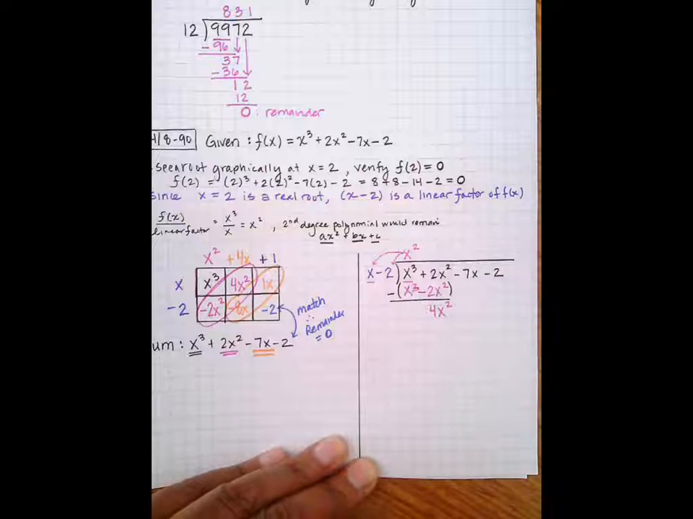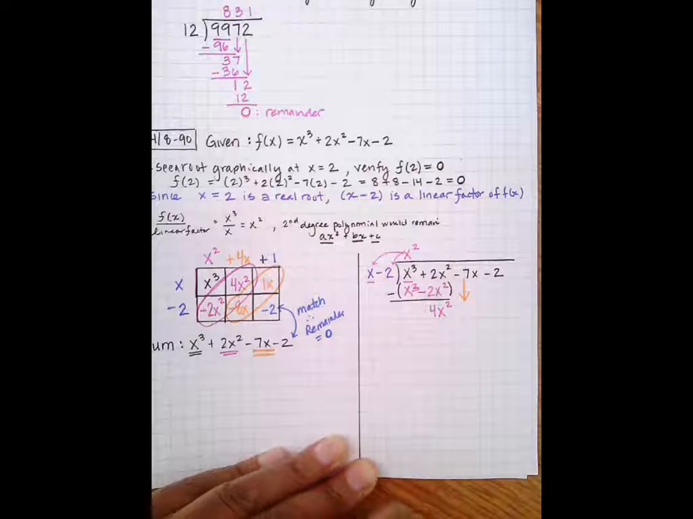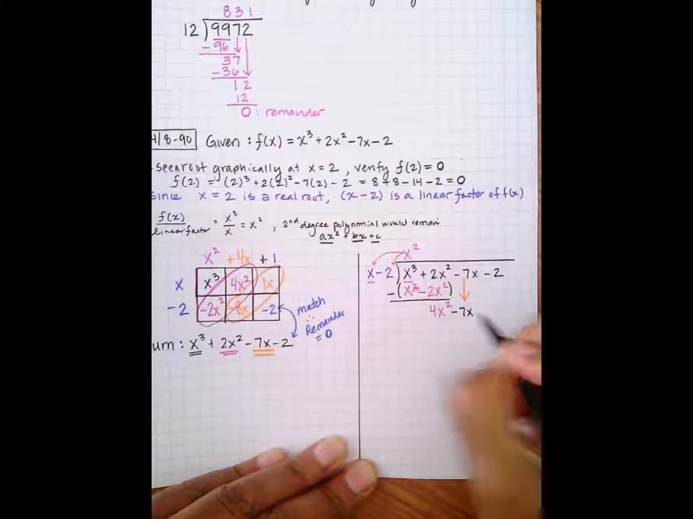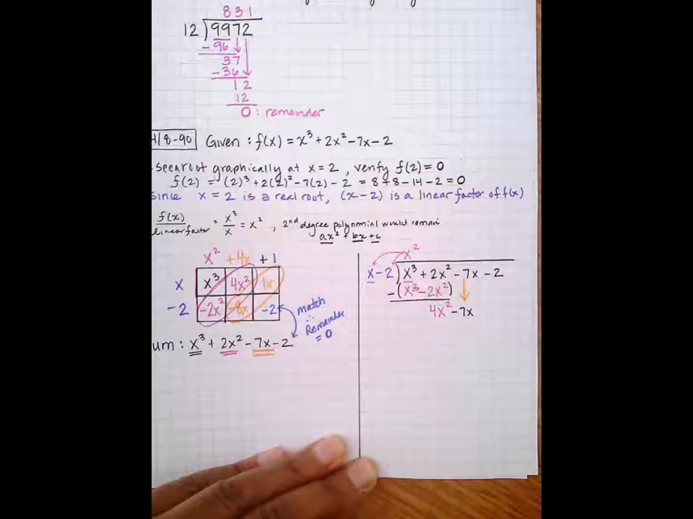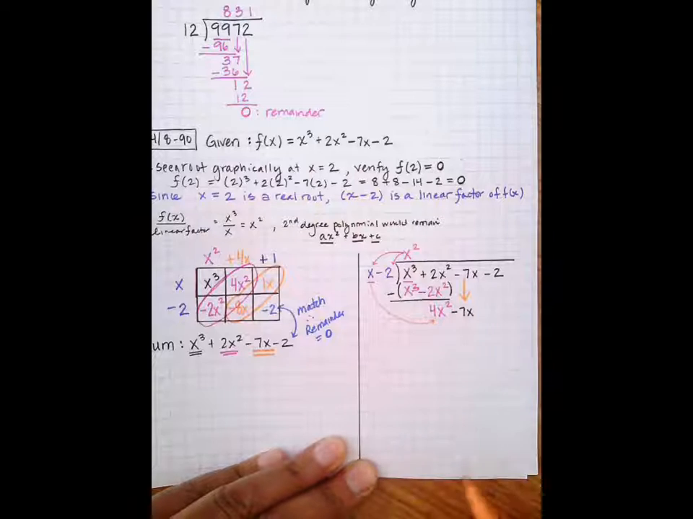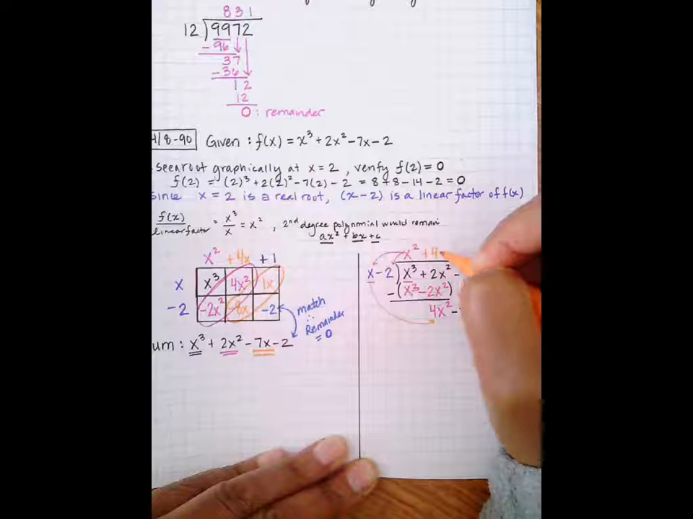Now remember, the next step, whenever we were doing long division, was to bring down the next number. So we're going to do that now. We're going to bring down that -7x. So then we have a -7x. And now I have to think, how many times does this x go into 4x squared?